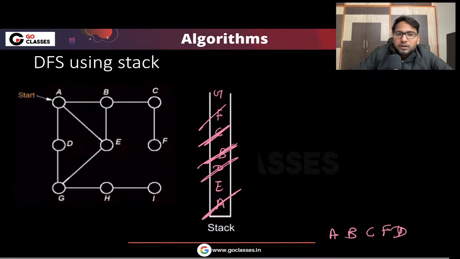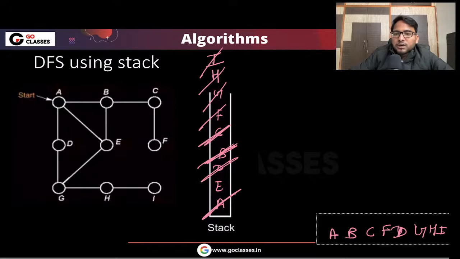You pop out this G, put all of its neighbors. So H is the neighbor here. You pop out this H, put all of its neighbors. So I is the neighbor. You pop out this I, there is no neighbor. Now you pop out this E, right? So basically, the final answer is this.